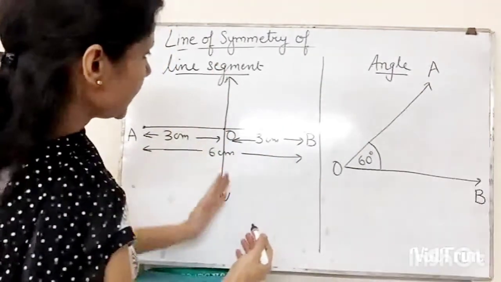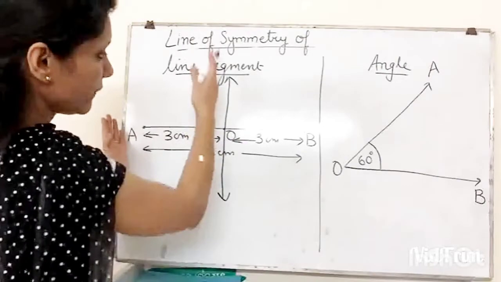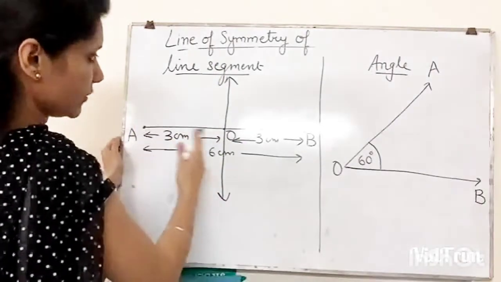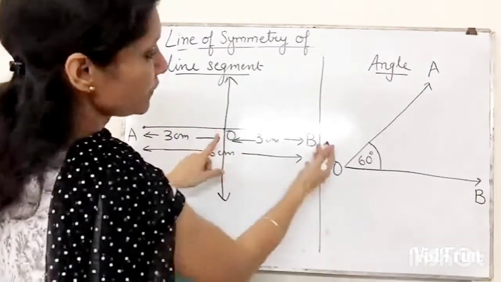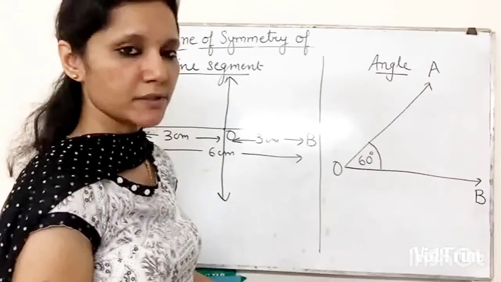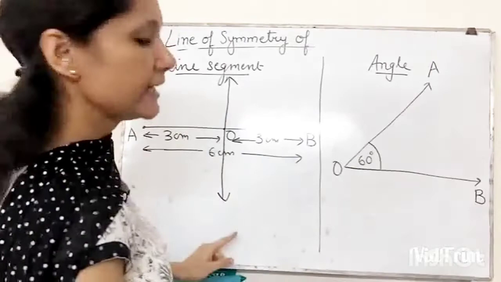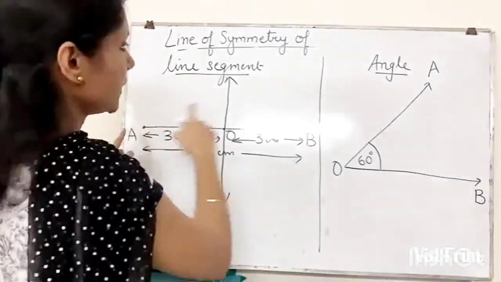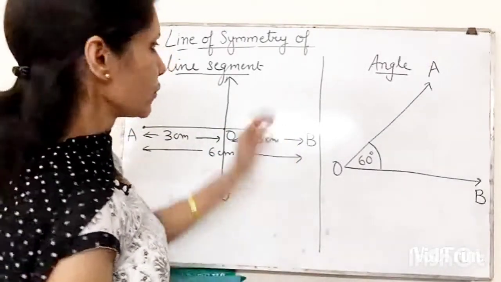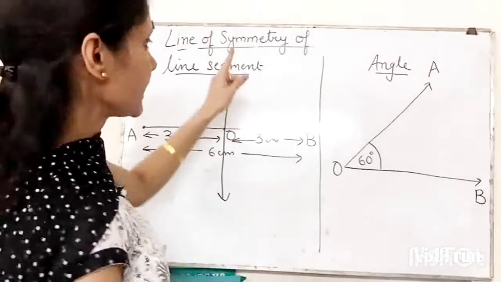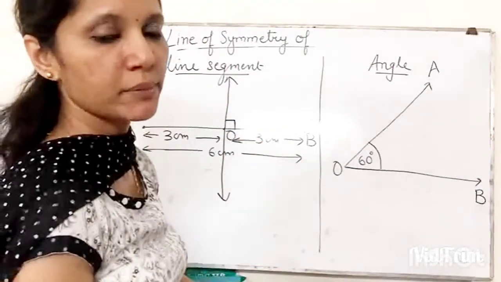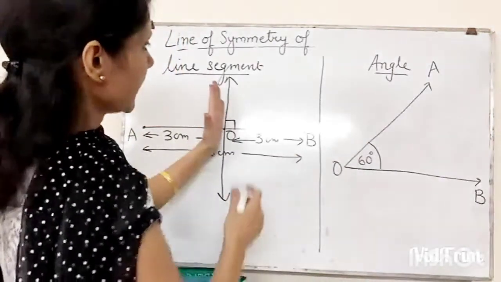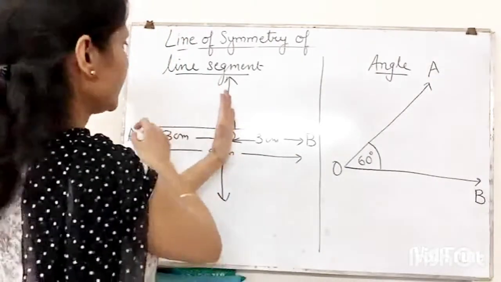Moreover, you can see that whatever is present on the left hand side of this line, a 3 cm line segment is present, and on the right hand side also we have a line segment of 3 cm. That means this line is a line of symmetry of the line segment AB. So what is this line actually? This line is the perpendicular bisector of AB. Perpendicular means straight, that means which makes a 90-degree angle with AB.